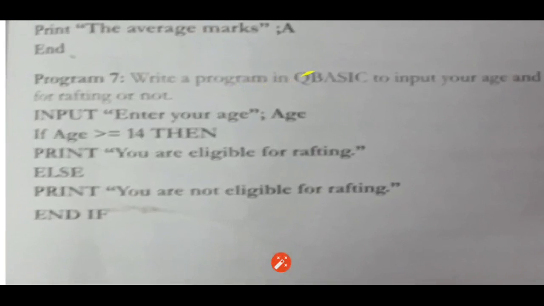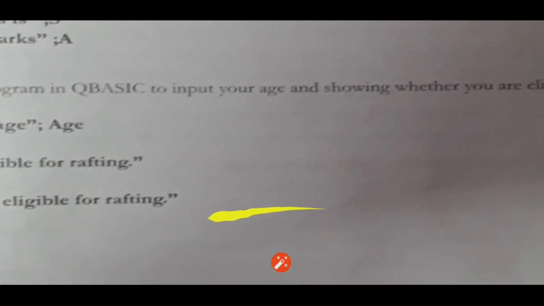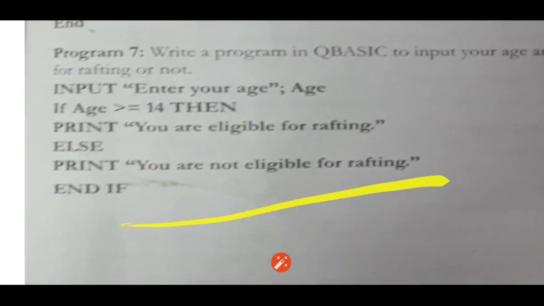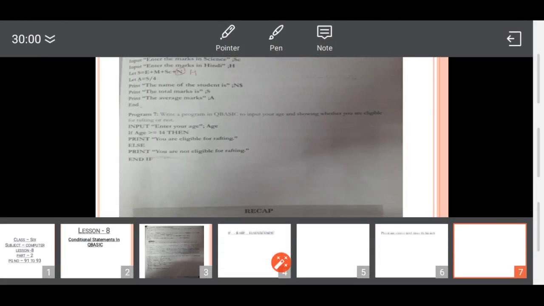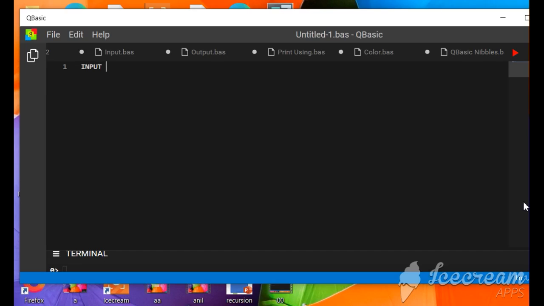Now next you have to see program number 7. Write a program in QBASIC to input your age and show whether you are eligible for drafting or not. That I'm going to show you on screen. So for that I'm going to create one program.